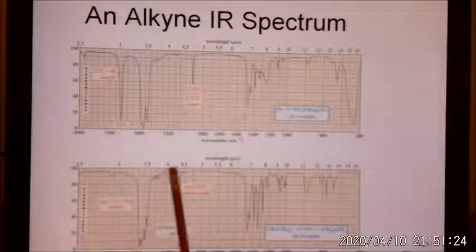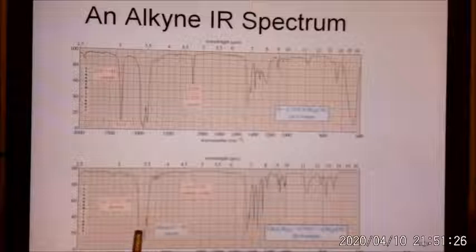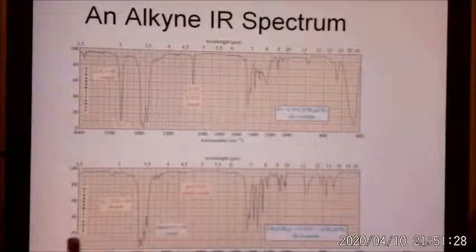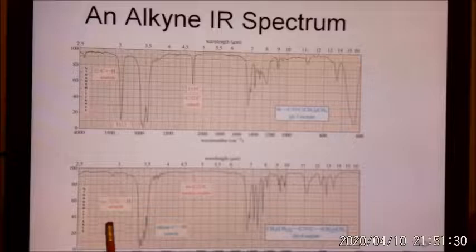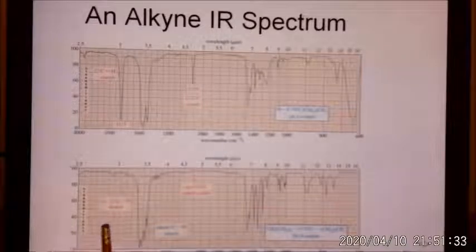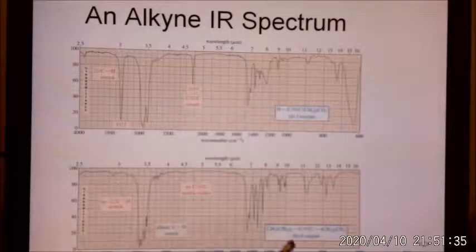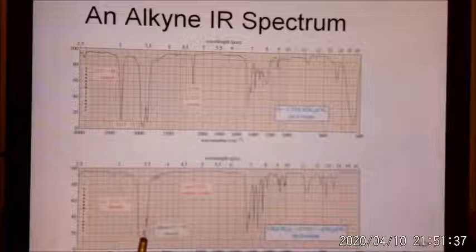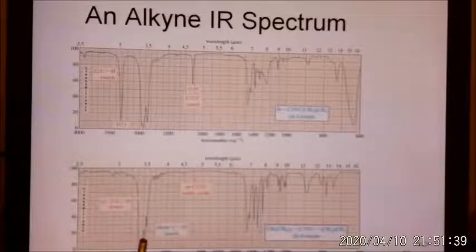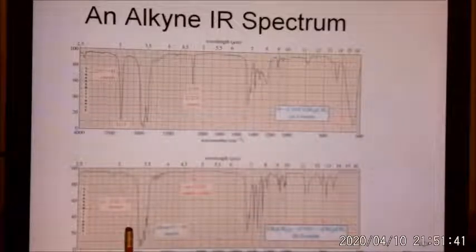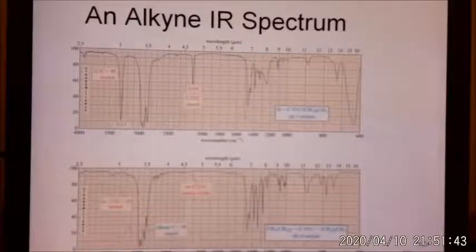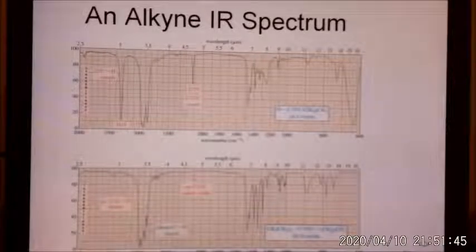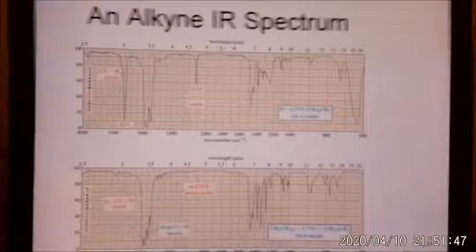Okay, now what about this one? We don't see a carbon triple bond carbon. We don't see a carbon triple bond carbon-hydrogen stretch because it's not terminal. All we know in this IR is I have alkyl groups. That's it. And what we'd have to do is look at our other information in order to get our structure.